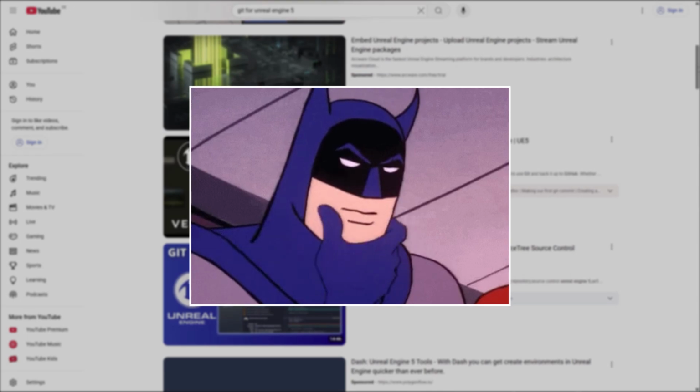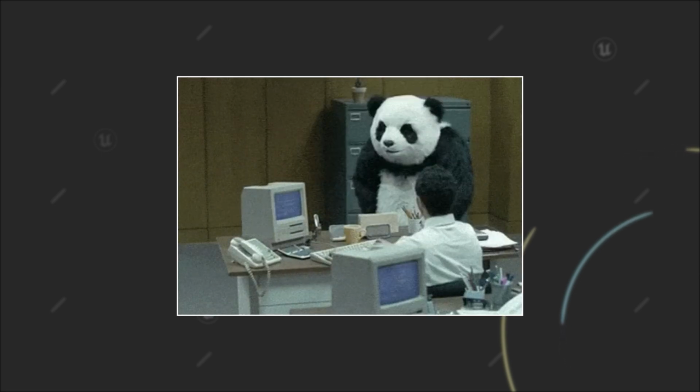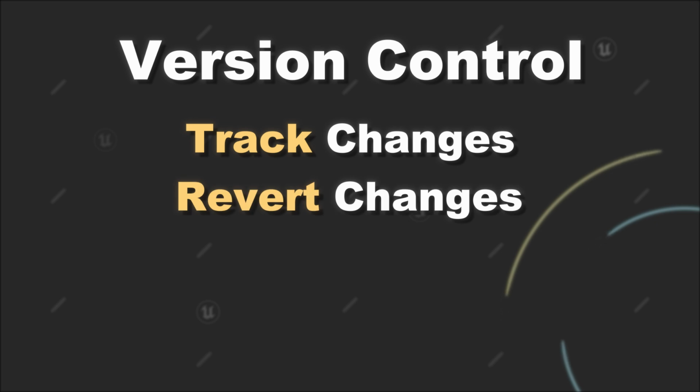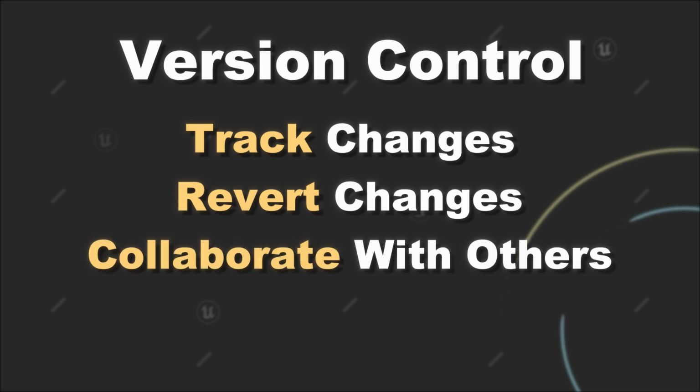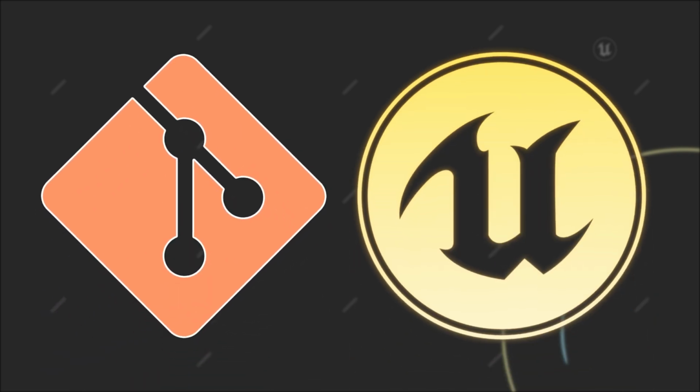But why should you use version control in the first place? Have you ever broken something in your projects and wished you could go back to a previous version? Version control lets you do exactly that. It helps you to track changes to your files, revert to previous versions, collaborate with others without overwriting your work, and avoid catastrophic mistakes. In this video, I will show you how to use Git with Unreal Engine.